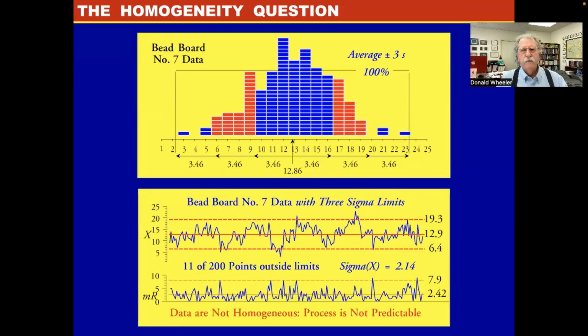For the beadboard data, the standard deviation statistic was 3.46, and we had 100% within 3 standard deviations of the average. But sigma of x is only 2.14. So our 3 sigma limits have 11 out of the 200 points outside the limits. And if we look at this, you can see the process meandering around. These data are not homogeneous. Therefore, we judge the underlying process to be not operated predictably.